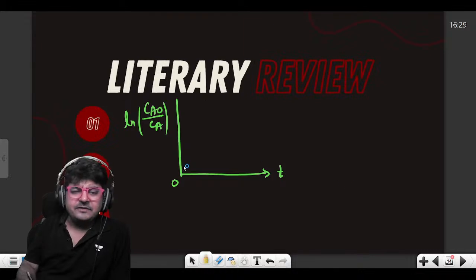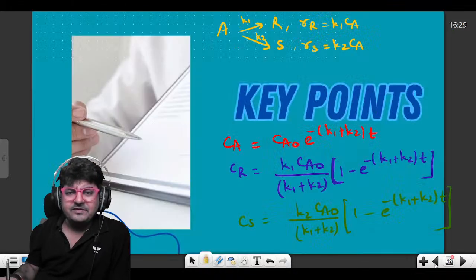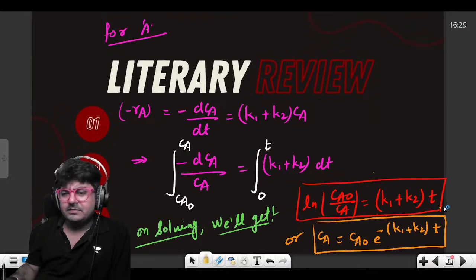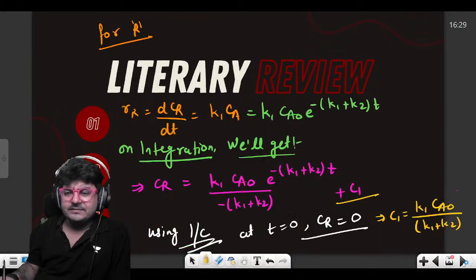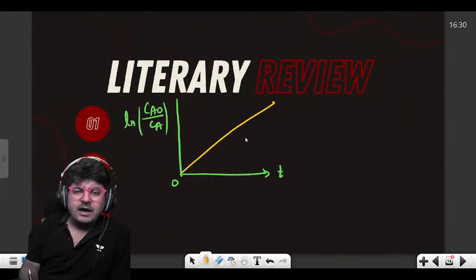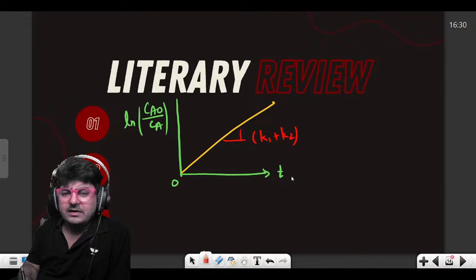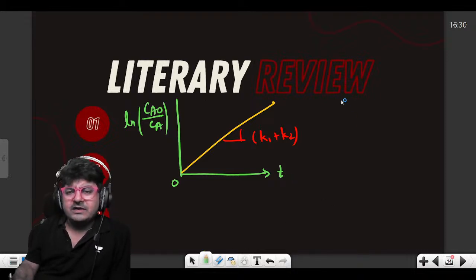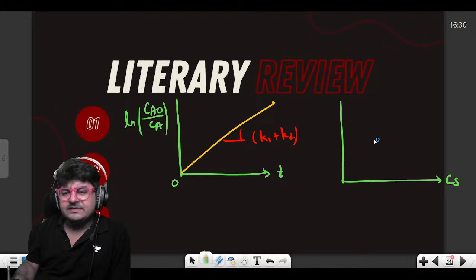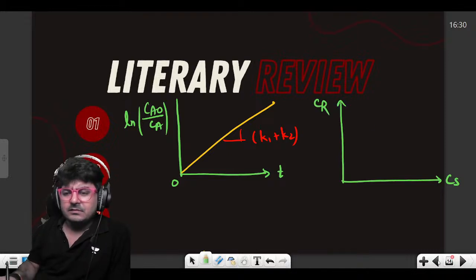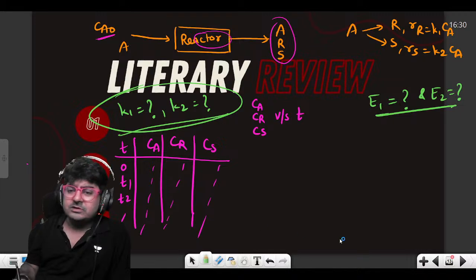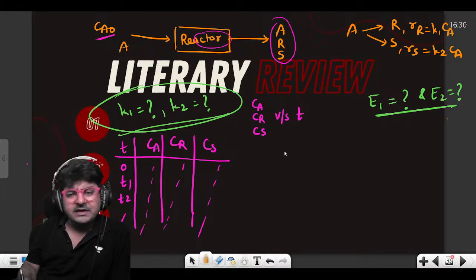So you know that graph is going to be a straight line, as you have seen the kinetic equation for it, y equal to mx, and the slope of that graph will be k1 plus k2. तो एक equation आ गई. Second equation के लिए you can draw a graph between Cr versus Cs. Okay, आप बोलोगे Cr versus Cs का ग्राफ वो क्या है? समझ में आ गया तो अच्छी बात है, नहीं आया तो डजंट मैटर. Just see this.